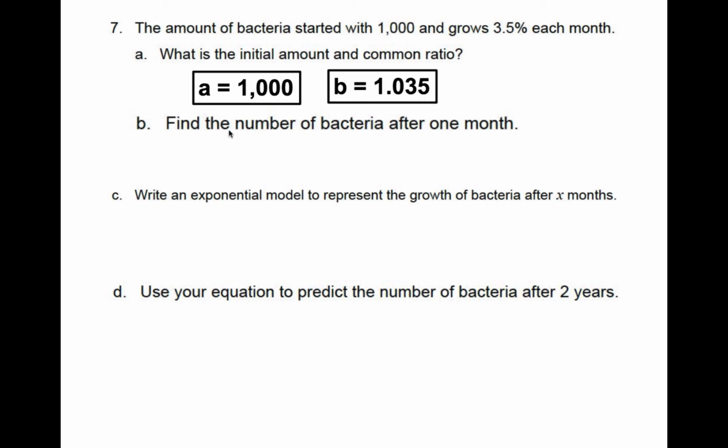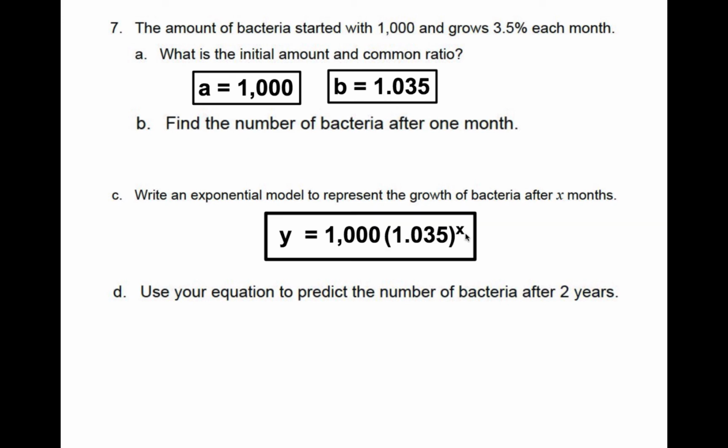Then it says to find the number of bacteria after 1 month. I'm going to skip that. I'm going to go to C. We're going to write an exponential model to represent the growth of bacteria after X months. So it's Y equals my A value times my B value to the X power. So going back to B, if I'm trying to find the number of bacteria after 1 month, I'm going to put in a 1 for X. And that would be typing into my calculator 1,035.